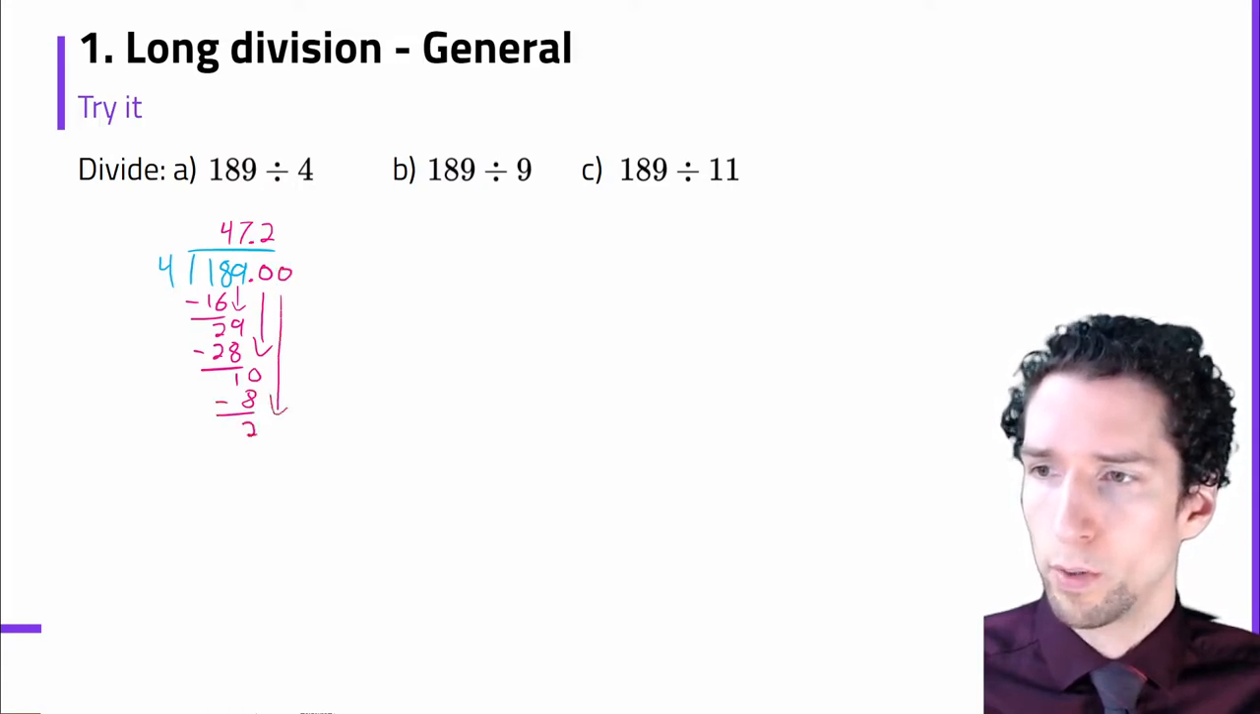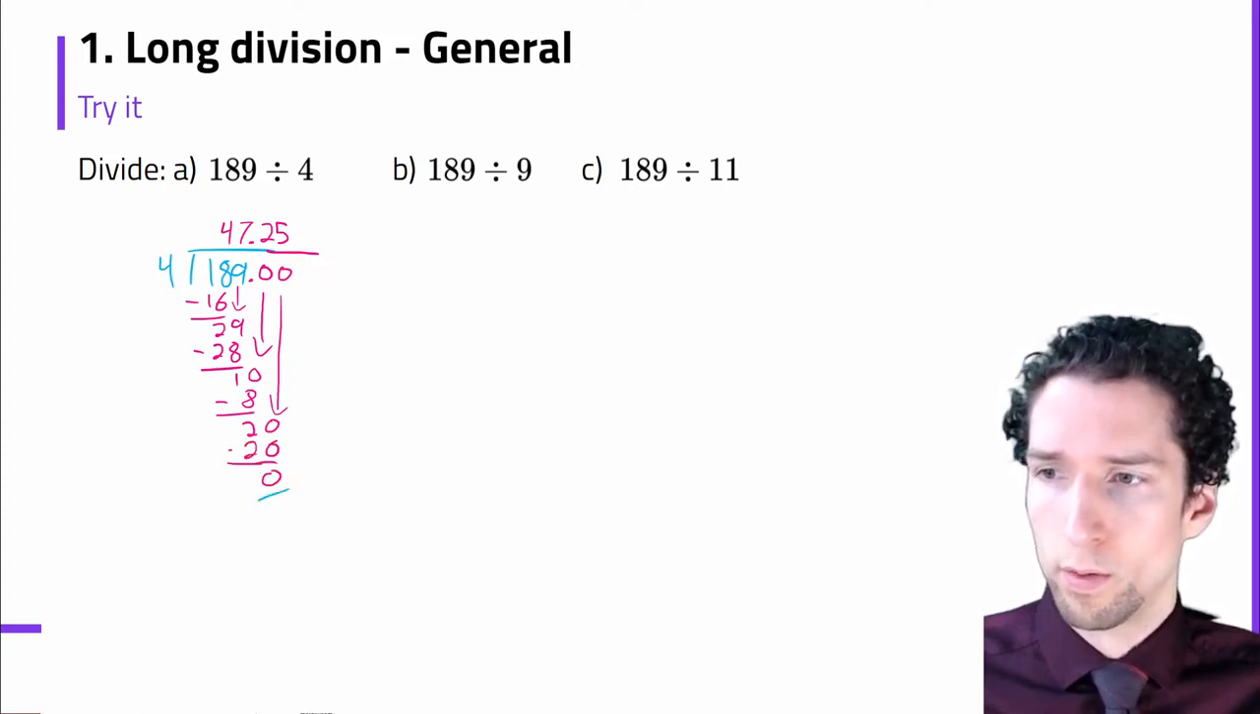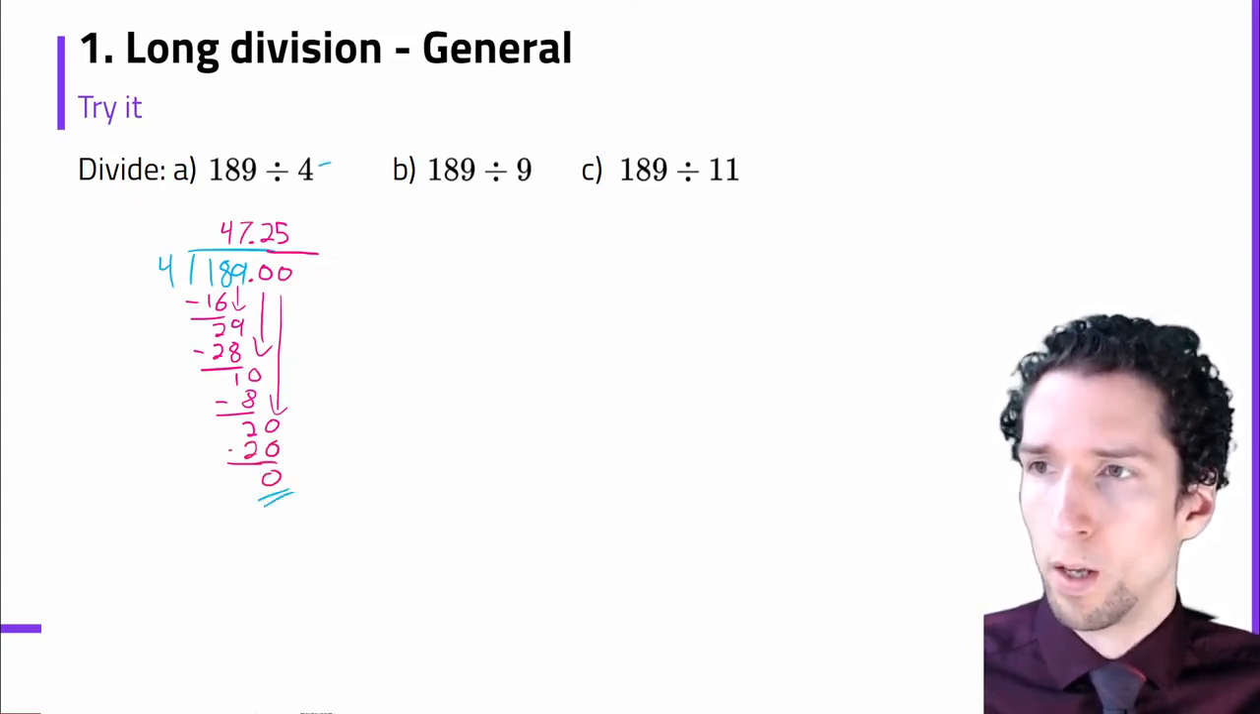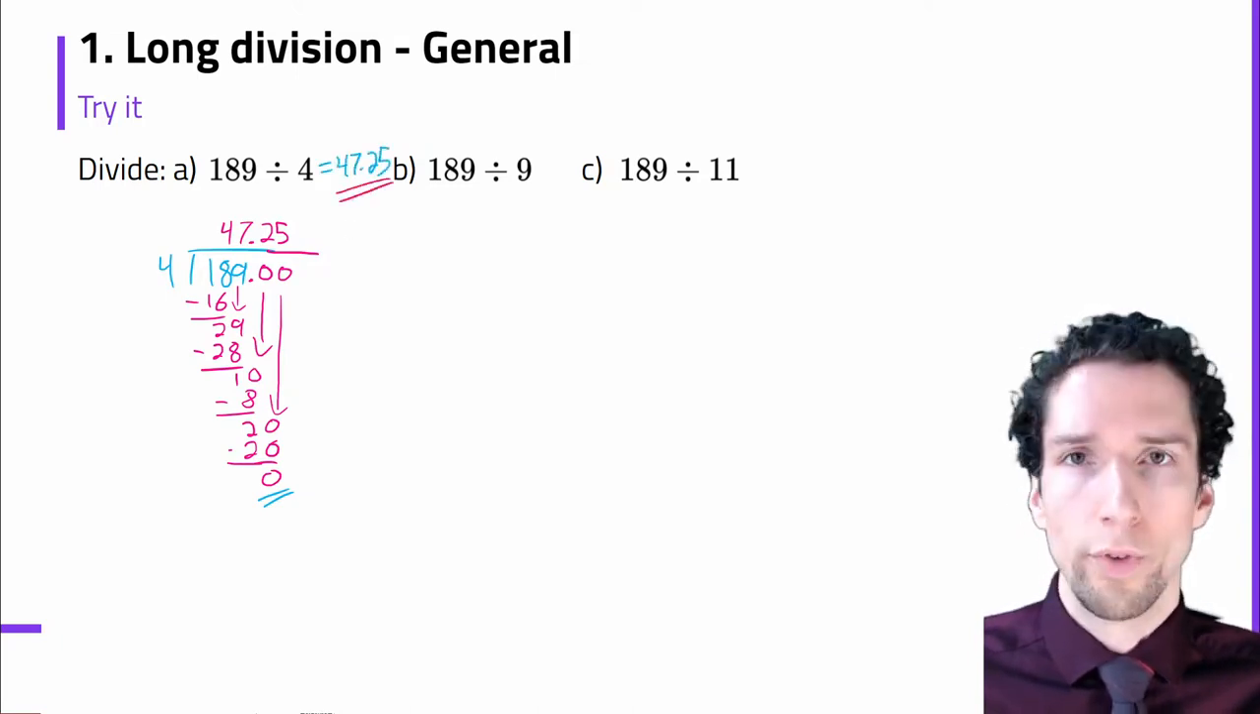Bring down the 0, 20, that goes in cleanly, 5, 20, 0, so we're done. So our answer here, 47.25.